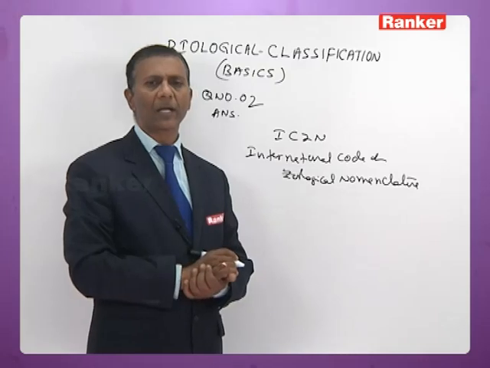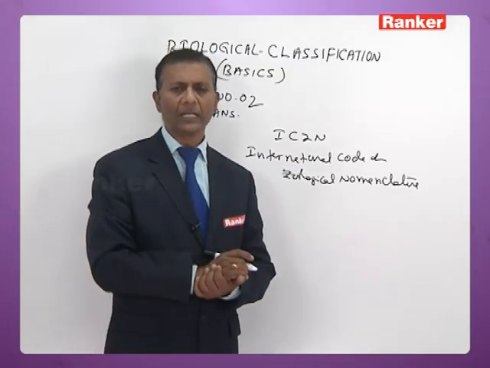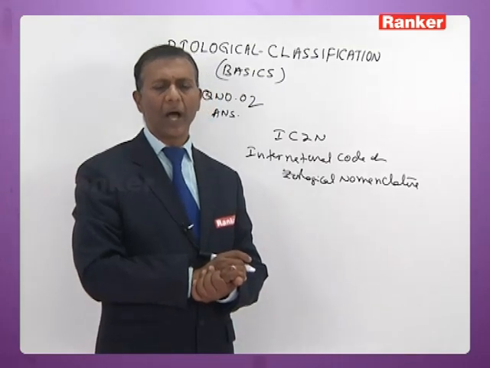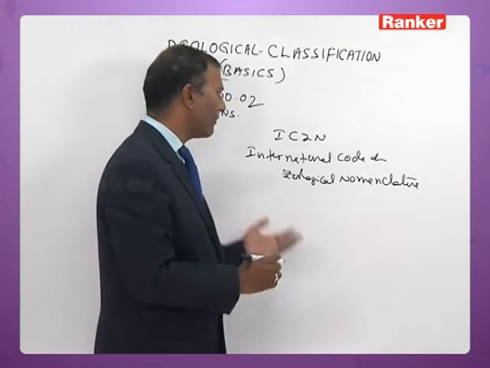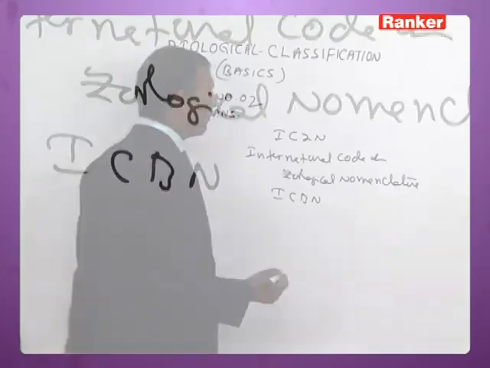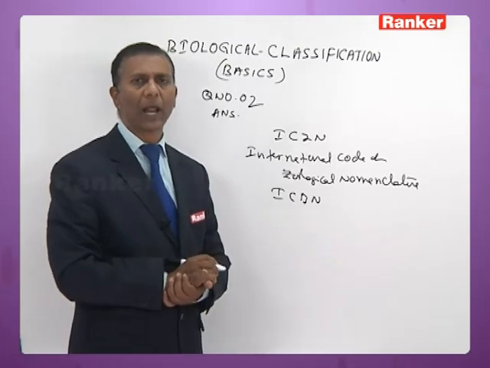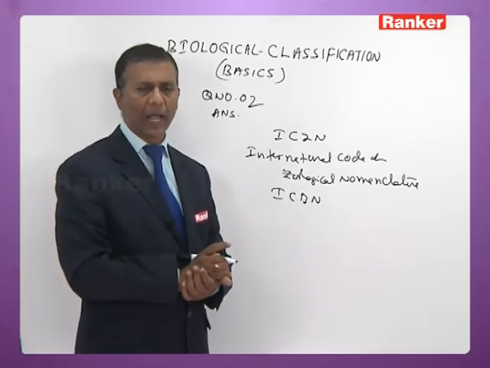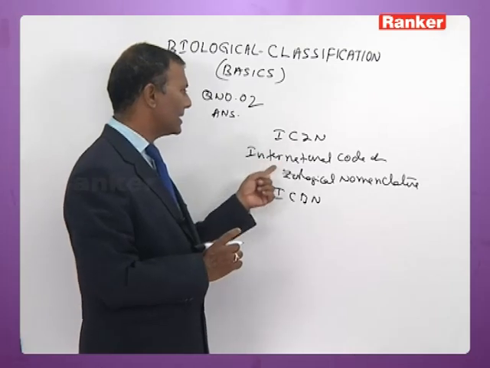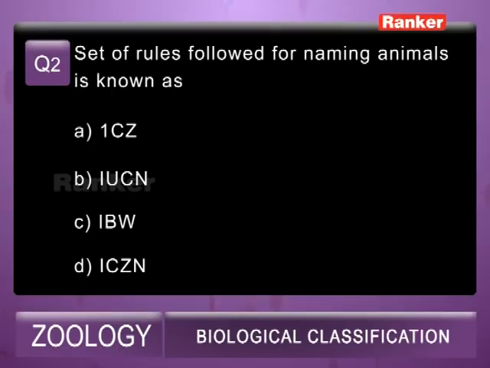ICZ, the first option, A, is the International Congress of Zoology. In the same way you have another one, ICBN, the International Code of Botanical Nomenclature. And the question is asking about animals. So, the answer is ICZN, International Code of Zoological Nomenclature. Question number 2, the answer is D.